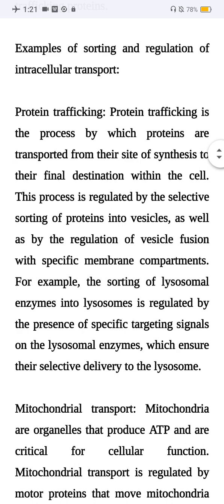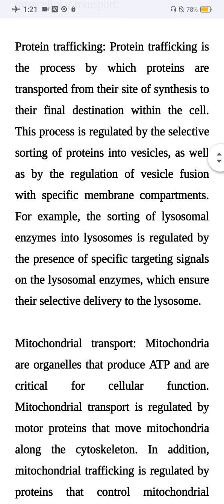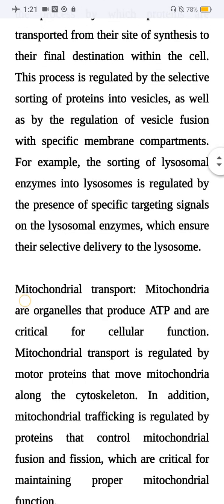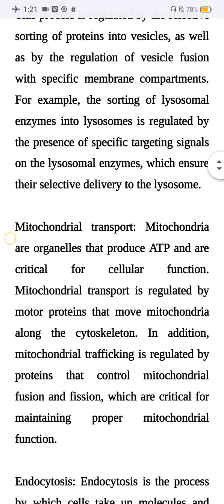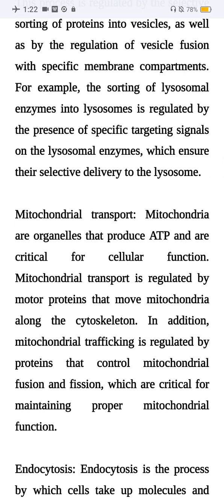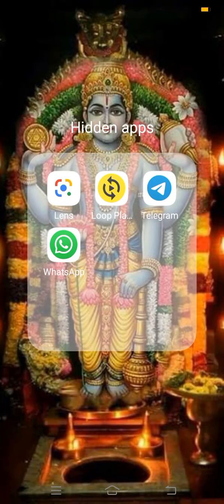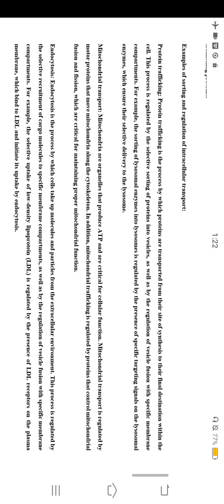Now let's learn about the examples of sorting and regulation of intracellular transport. Protein trafficking. Protein trafficking is the process by which proteins are transported from their site of synthesis to their final destination within the cell. This process is regulated by the selective sorting of proteins into vesicles, as well as by the regulation of vesicle fusion with specific membrane compartments. For example, the sorting of lysosomal enzymes into the lysosomes is regulated by the presence of specific targeting signals on the lysosomal enzymes, which ensure the selective packaging and delivery to the lysosome.